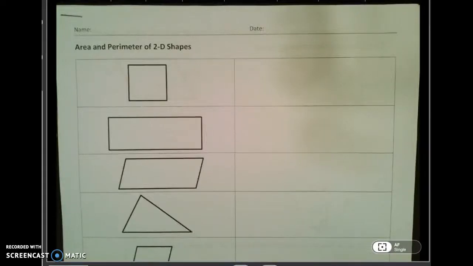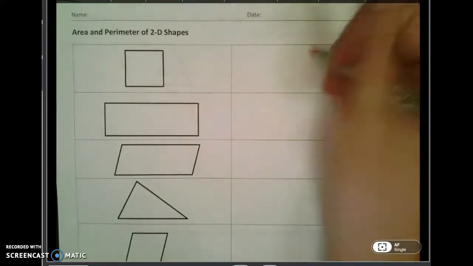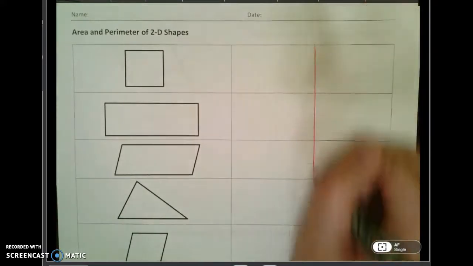Hey guys, so today we are going over area and perimeter of 2D shapes. In class I gave you this worksheet, and we're going to use this to take notes just because it has the nice pictures already drawn for you. So what I want you to do is split this column here on the right into two. Just draw a line straight down the middle.